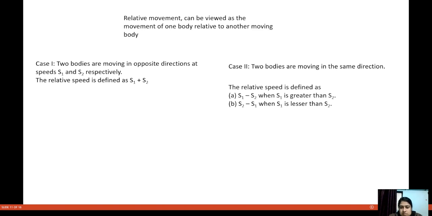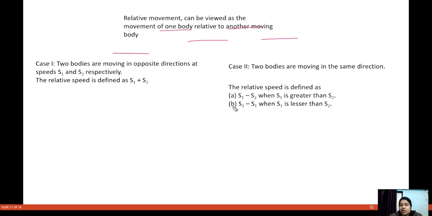Okay, so let's now go deeper into solving some questions. So let us begin with this concept. Now you see you have this: relative movement can be viewed as the movement of one body relative to another moving body.